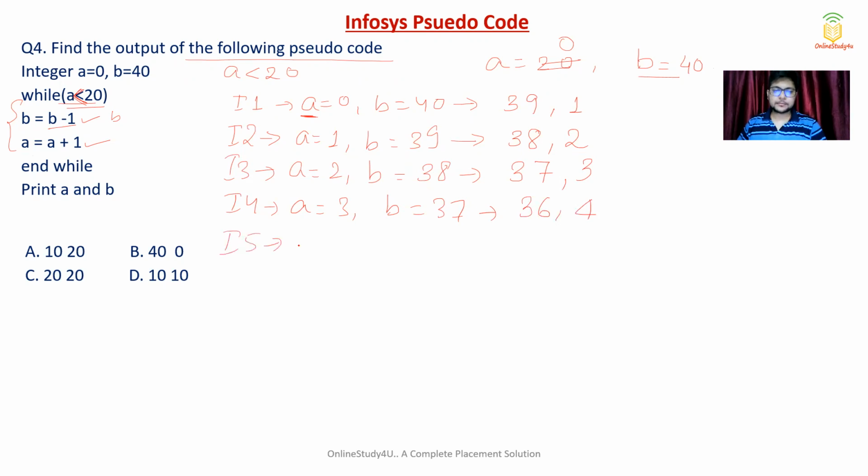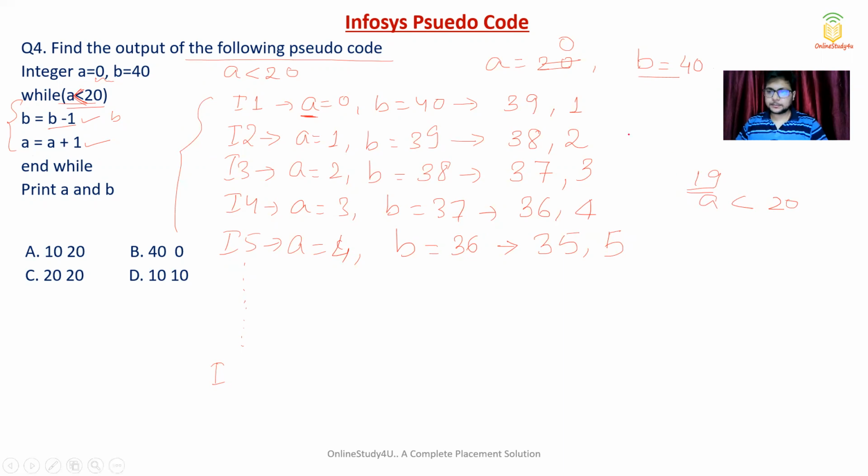Iteration 5, A is 4 and B is 36. Right. So it will decrement B to 35 and the value of A will increment to 5, and it will go on. Because we have started with 0, this will be executed 20 times, because this condition will be satisfied till the value of A is 19. So how many times has the loop run?